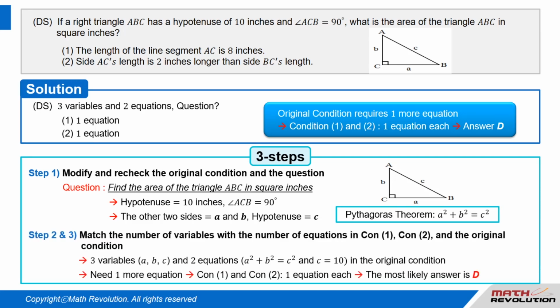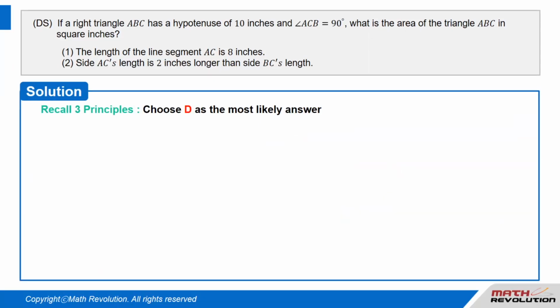Follow the second and third steps. From the original condition, we have 3 variables, a, b, and c, and 2 equations, a squared plus b squared equals c squared, and c equals 10. To match the number of variables with the number of equations, we need 1 more equation. Since conditions 1 and 2 will provide 1 equation each, D would most likely be the answer. Don't forget the Pythagorean theorem. It is your friend and very helpful in many different situations. Recall 3 principles and choose D as the most likely answer.